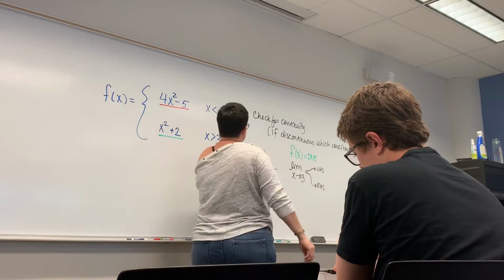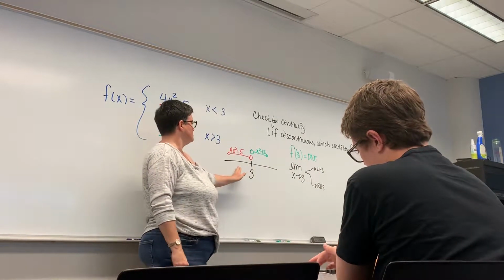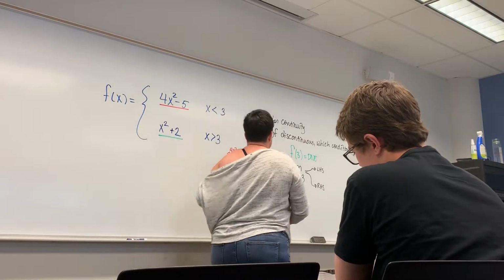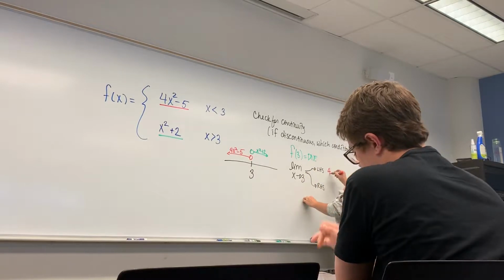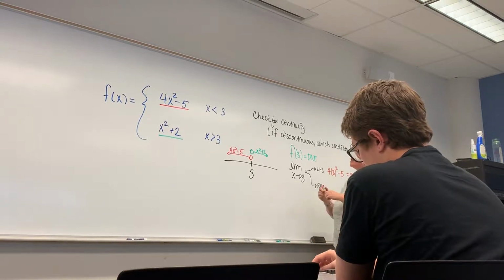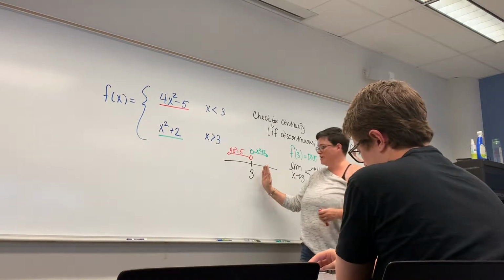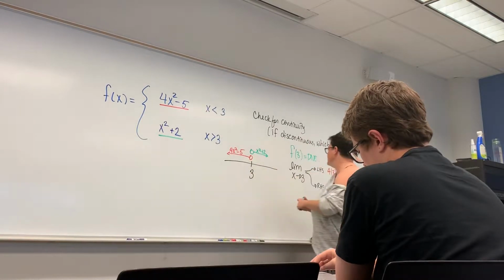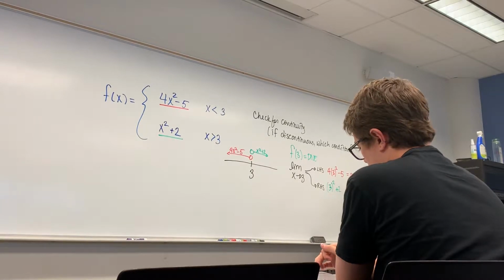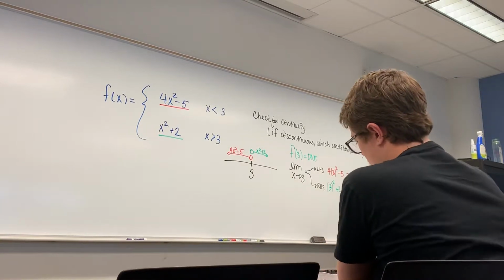So if I go to the left of 3, which function am I going to use? The red one, the 4x squared minus 5. Okay, so let's test that. So 4 times 3 squared minus 5, which is 36 minus 5 is 31. And then the right-hand side is which one? The green one. So I'm going to test the green one. So what was that? 3 quantity squared plus 2, which is 9 plus 2 equals 11. Does 11 equal 31? No.